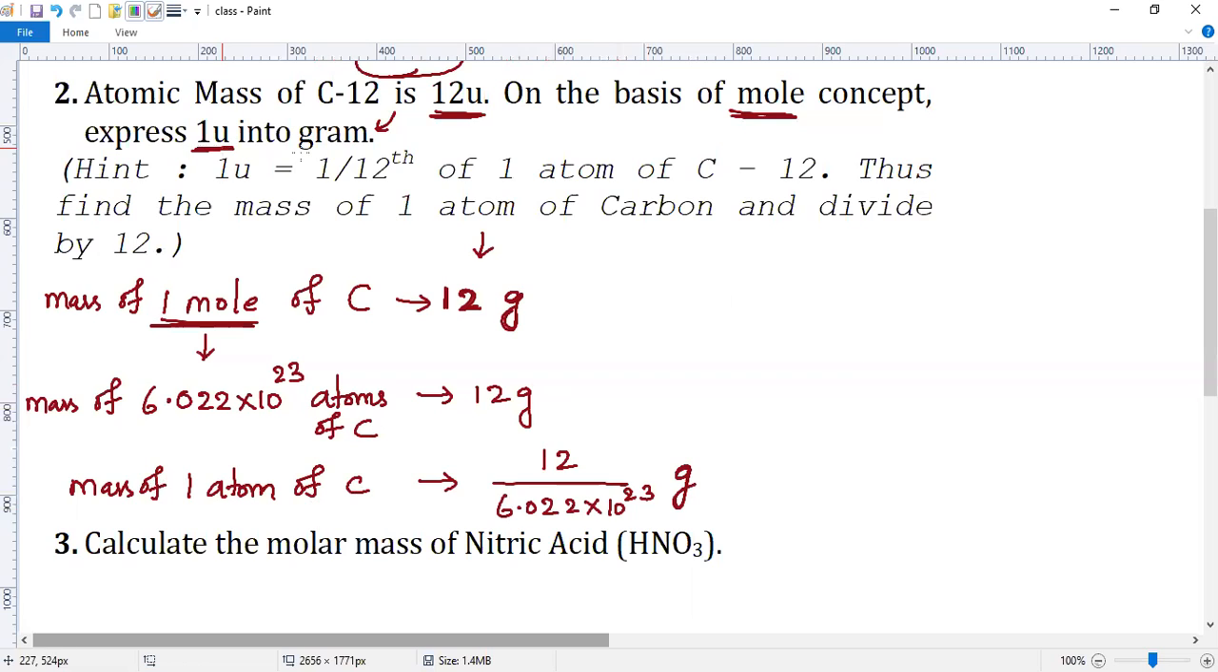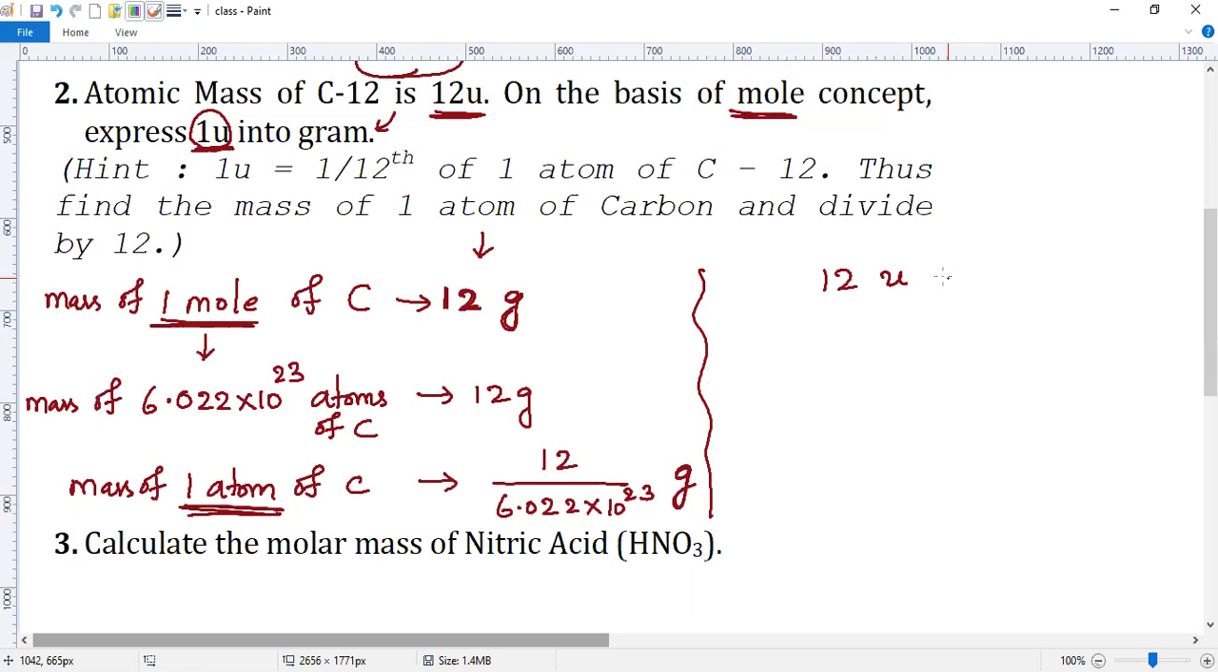And what is the question? You have to express 1 U in grams. So the mass of one atom of carbon, how will you state it in U? It is 12 U. 12 atomic mass units is the mass of one atom.